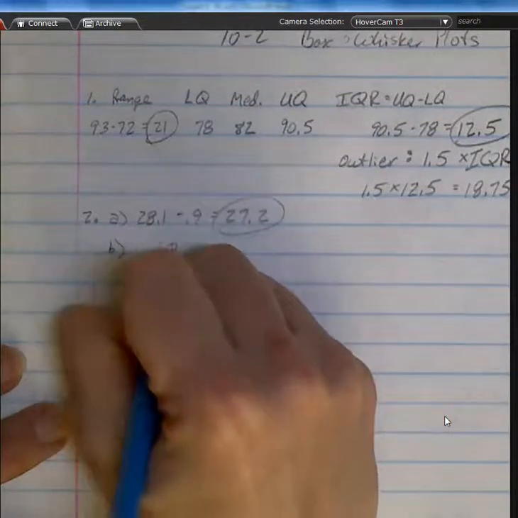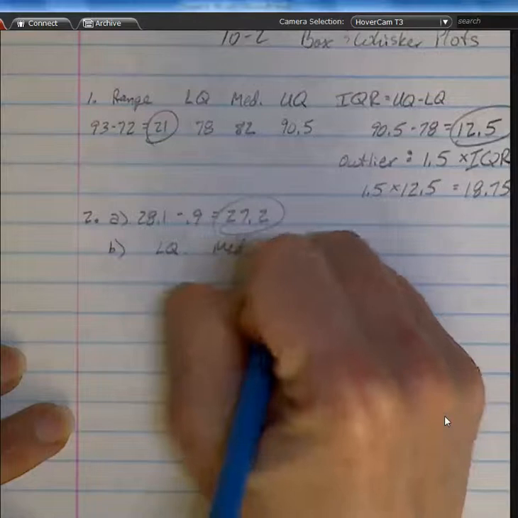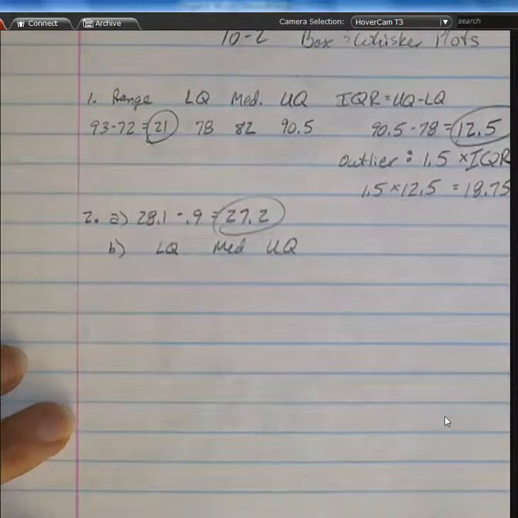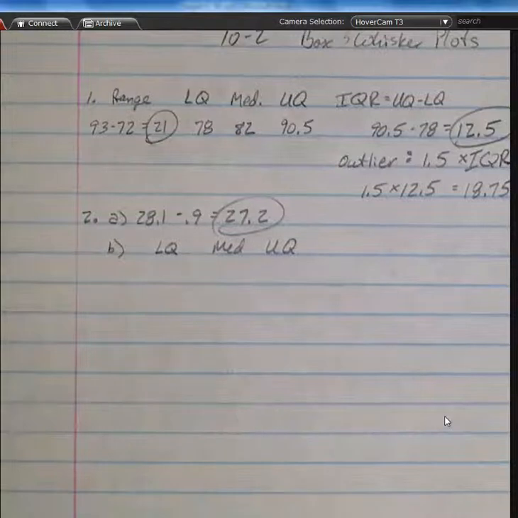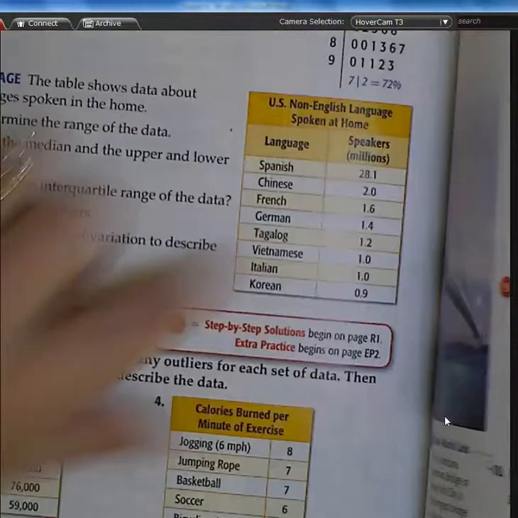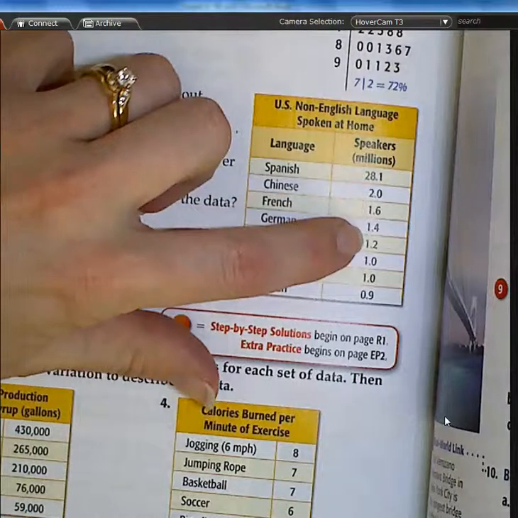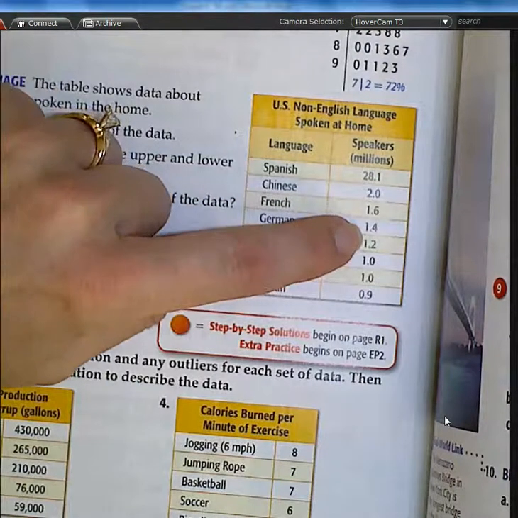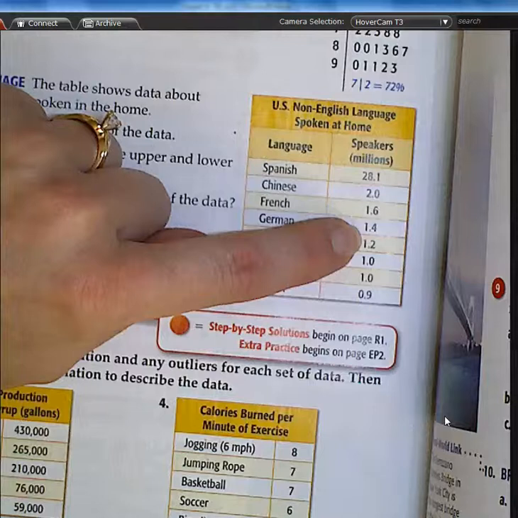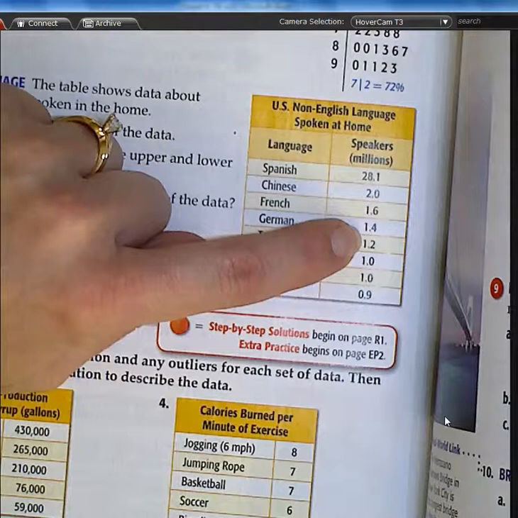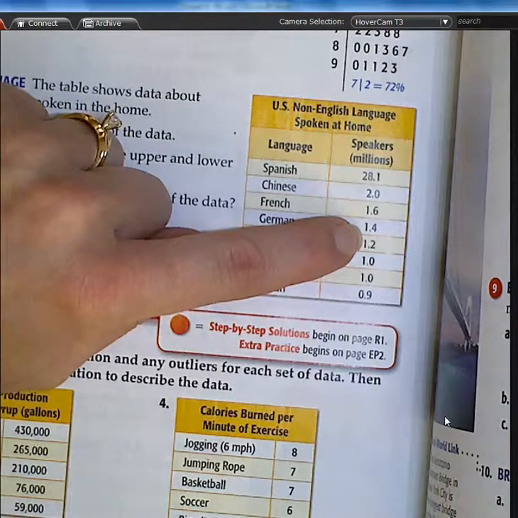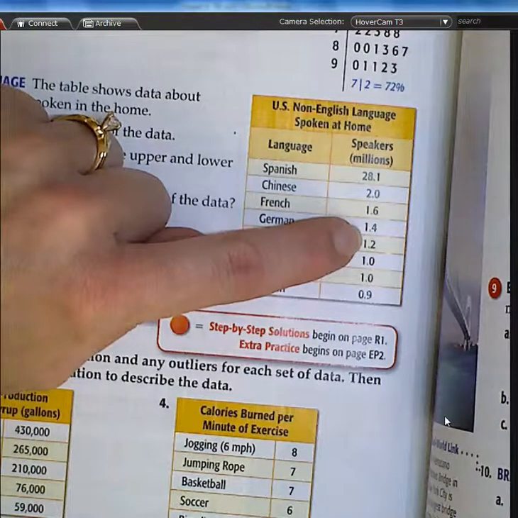Lower quartile, median, and upper quartile are what's being asked in letter B. And how nice of them to put everything in order for us. There are 8 data points, right? 1.4 and 1.2 are the ones in the middle because there's 8 data points. So it's the 4th and the 5th. What's the average of 1.4 and 1.2?